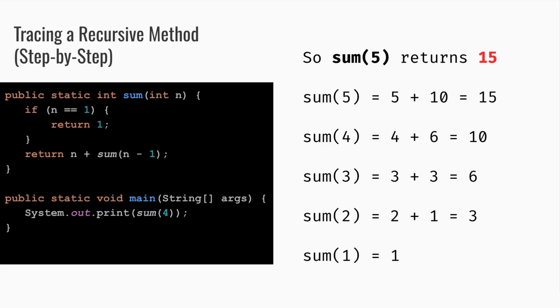So the big takeaway from this is that this method does not calculate everything at once. Each call waits for the next smaller call to finish. And that is why recursion can feel a little bit tricky. The method keeps pausing itself until it reaches the base case, and then the answers are built on the way back up. So, in simple terms, the base case stops the recursion, the recursive call makes the problem smaller, and the final answer is built as the calls return back up.